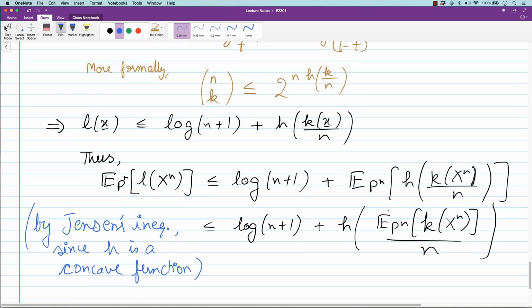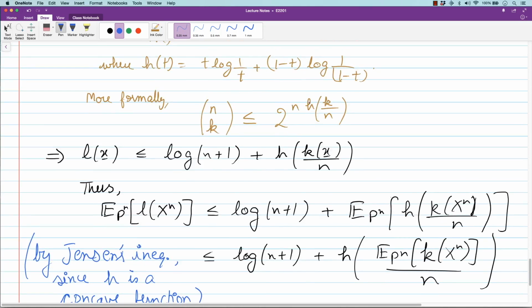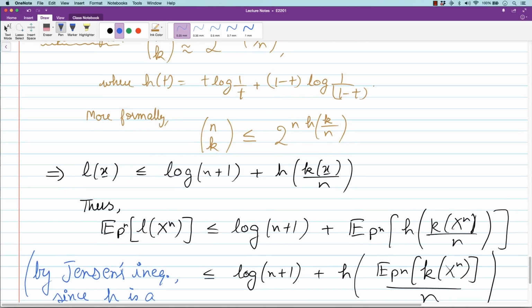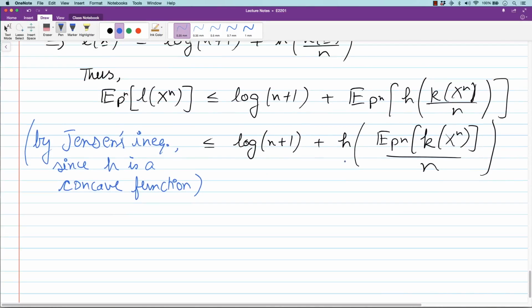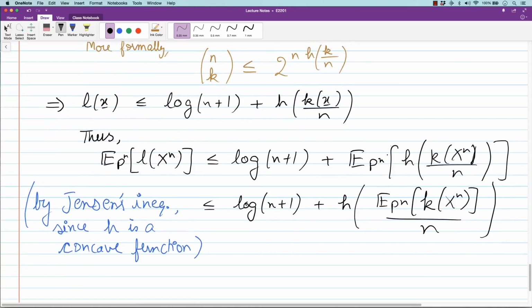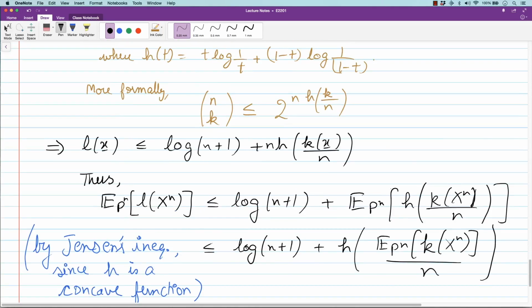Great. So it's very interesting. This was some function which came out of a counting argument, and that function turned out to be entropy, and that function turned out to be concave. So we can take this expectation inside, and now this thing here. Did I miss something? Oh, sorry, I missed an n here. This is n times this.